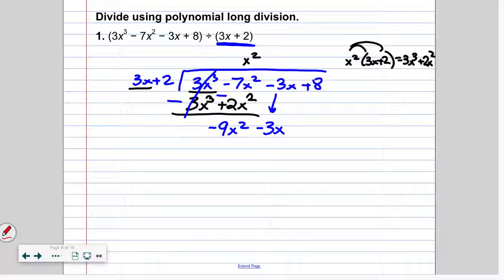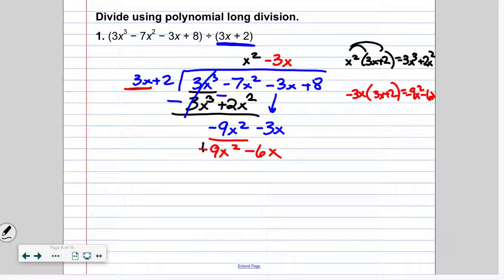All right, let's look at the first terms. Negative 9x squared and 3x. 3x times what is negative 9x squared? That would be negative 3x. So we're going to take negative 3x times 3x plus 2. That gives us negative 9x squared minus 6x. So negative 9x squared minus 6x goes underneath. Always, as you see, those first terms there should be the same.